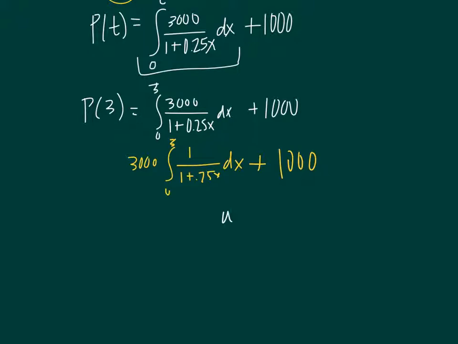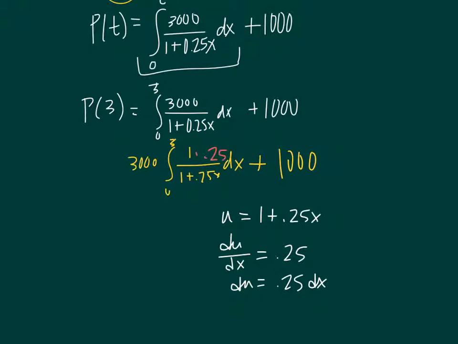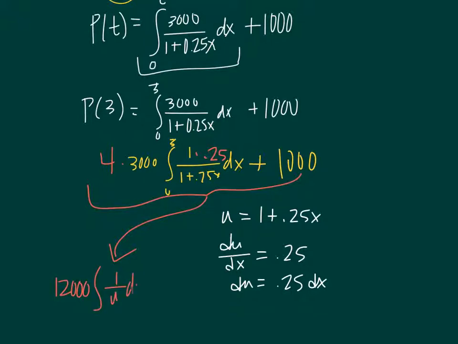The u is going to be 1 plus 0.25x because that's in the denominator. If I take the derivative of that, I get 0.25. Okay, so looking back at my integral up here, if I multiply the inside by 0.25, 0.25 is 1/4. So that means I need to multiply the outside by 4. So let's look at this. So this is going to become 12,000, the integral of 1 over u du, plus 1,000.